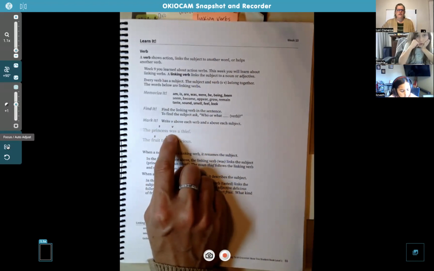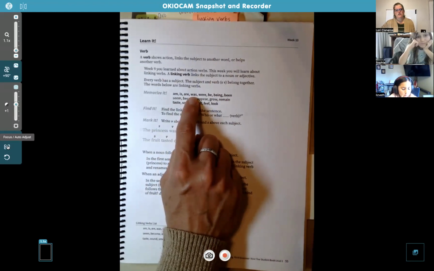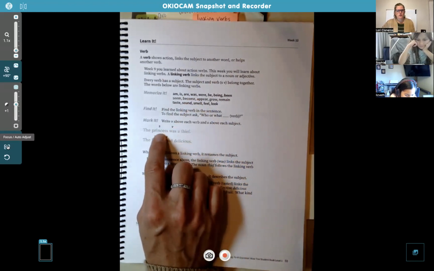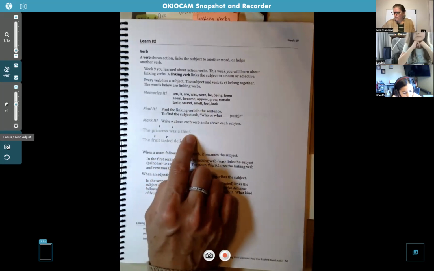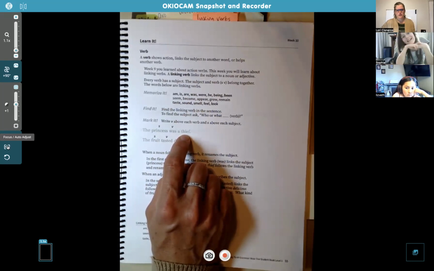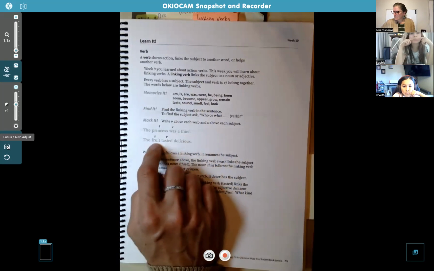That word was is a linking verb. It's up here in this list, was. And then princess is who they're talking about. She's the subject. The princess was a thief. A thief is somebody that steals things, right? And they're criminals. So that's not good if you steal something.